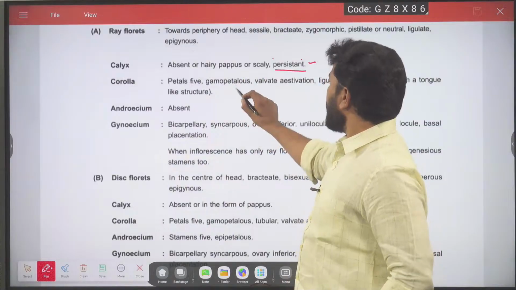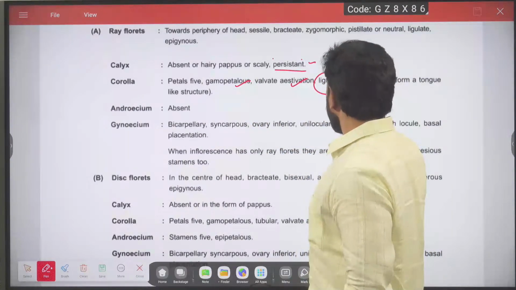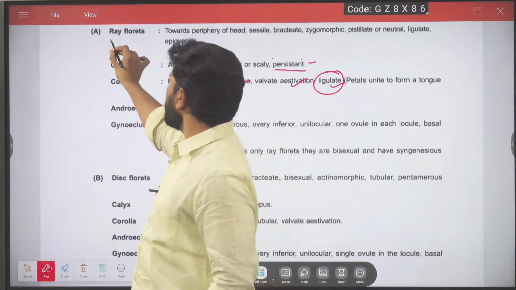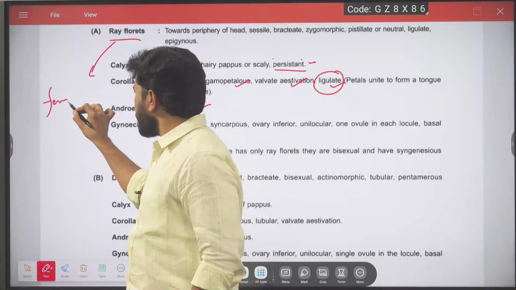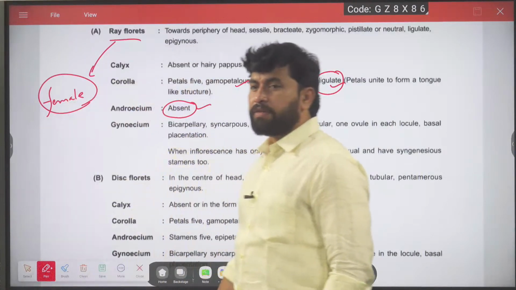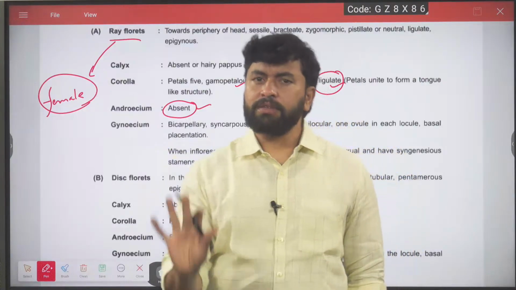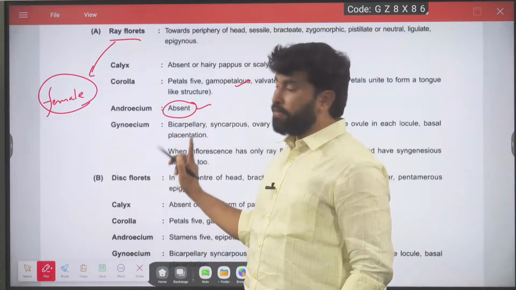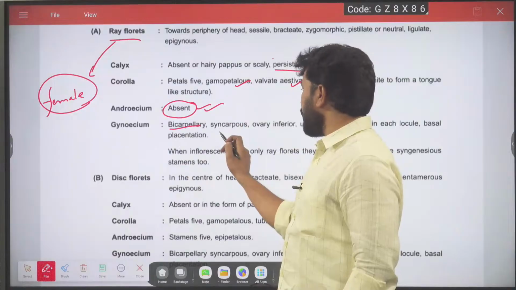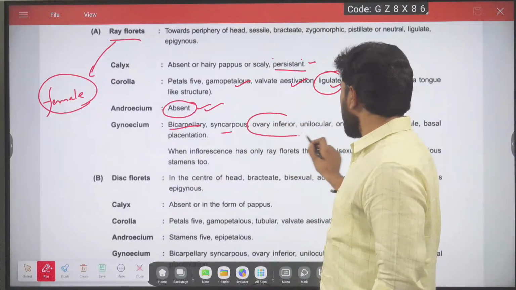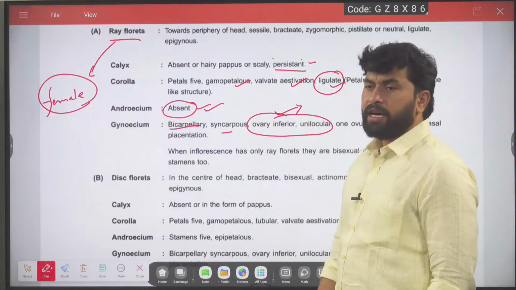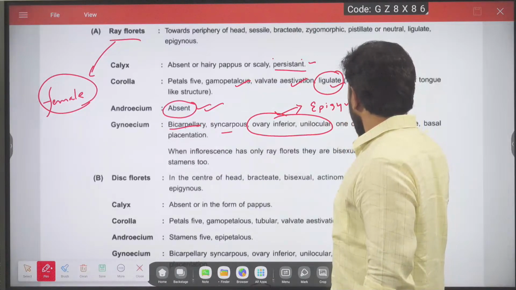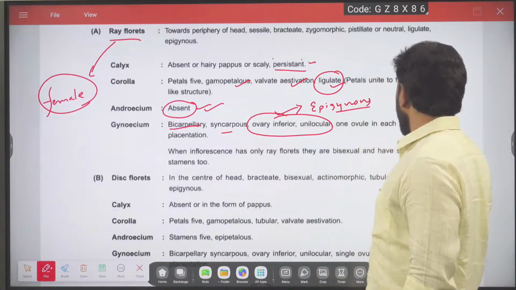Petals 5, gamopetalous, valvate aestivation, ligulate, tongue shape. Forget about it. Androecium absent. What do you mean by androecium absent? Generally, they are female flowers. Ray florets, not for all. In some members of Asteraceae, ray florets are female. Here they have mentioned the example sunflower. In sunflower, they don't have androecium. Gynoecium: bicarpellary, syncarpous, ovary inferior. This is what I said earlier, that in Asteraceae members flowers are epigynous. One ovule in each locule, basal placentation.